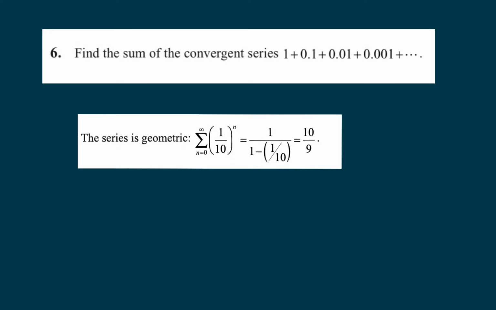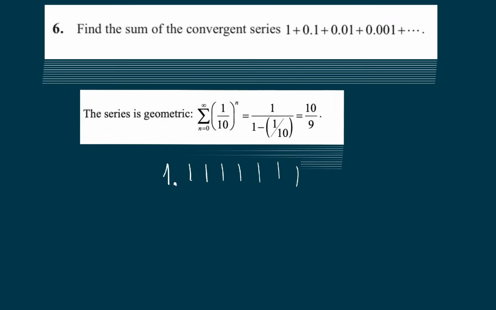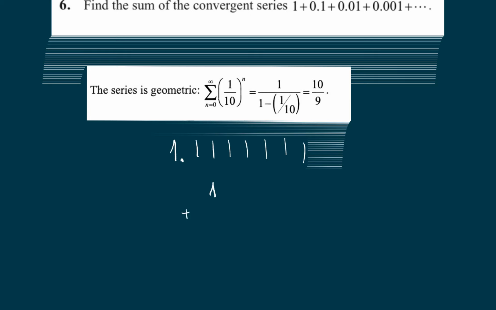The next problem says, find the sum of the convergent series 1 plus 0.1 plus 0.01. Which number will represent this? It will represent the number 1.11111, because if you make the sum of 1 plus 0.1 plus 0.01, it will be 1.11.